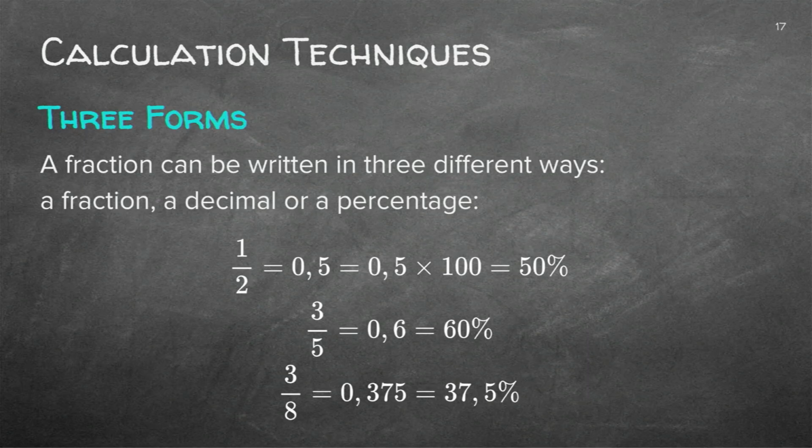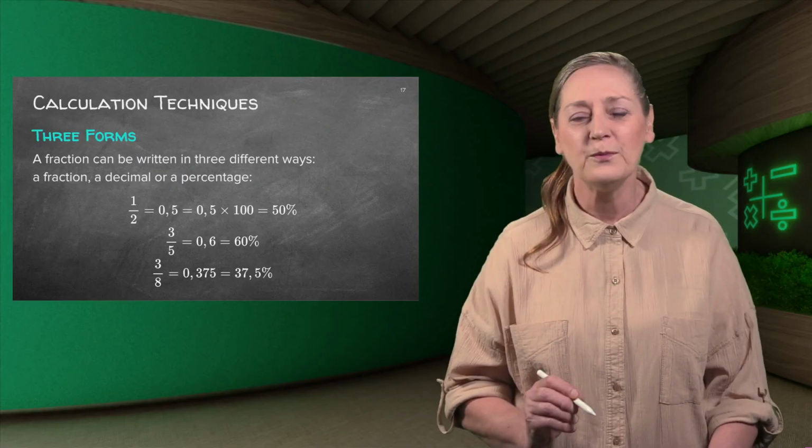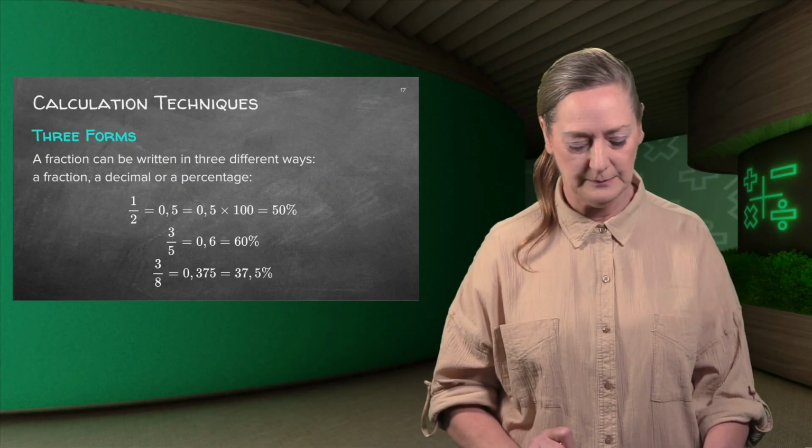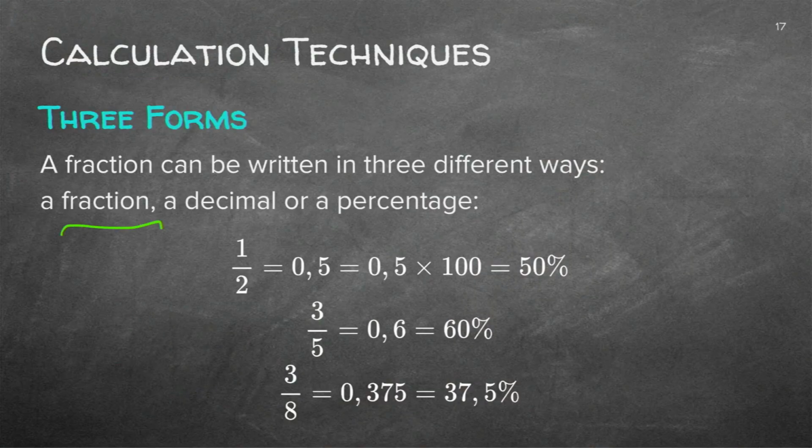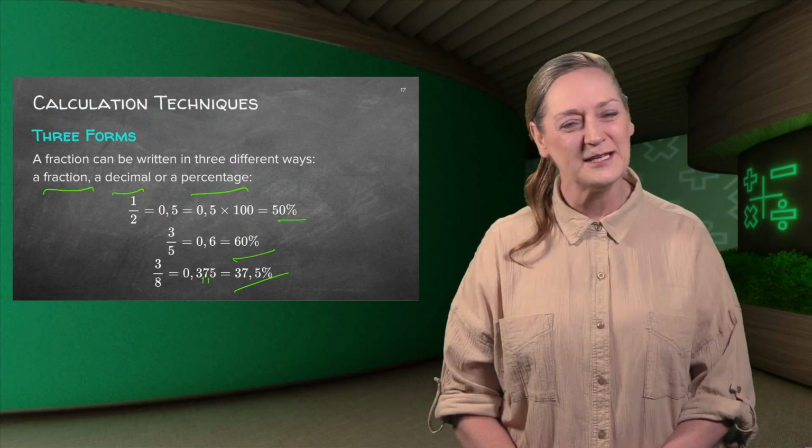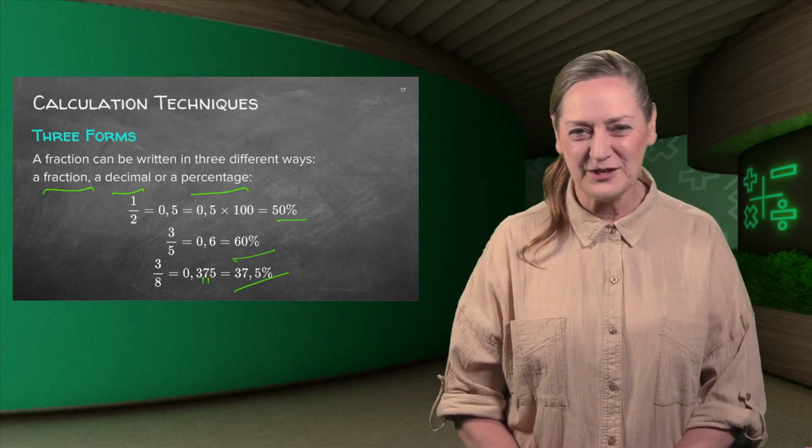3 forms. A fraction can be written in 3 different forms. Please note the question, what form they want you to have the answer in. So it can be either in a fraction form, a decimal, or a percentage. So half is 0,5 or 50%. And 3 over 5 is 0,6 times 100, 60%. Or 3 over 8 is 0,375 times 100. You move the comma 2 places, and then you have 37,5%. That was the first lesson, the foundation of fractions.